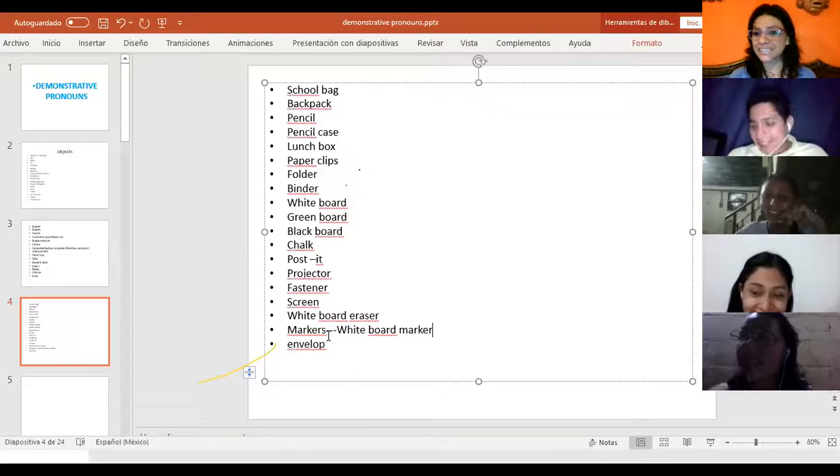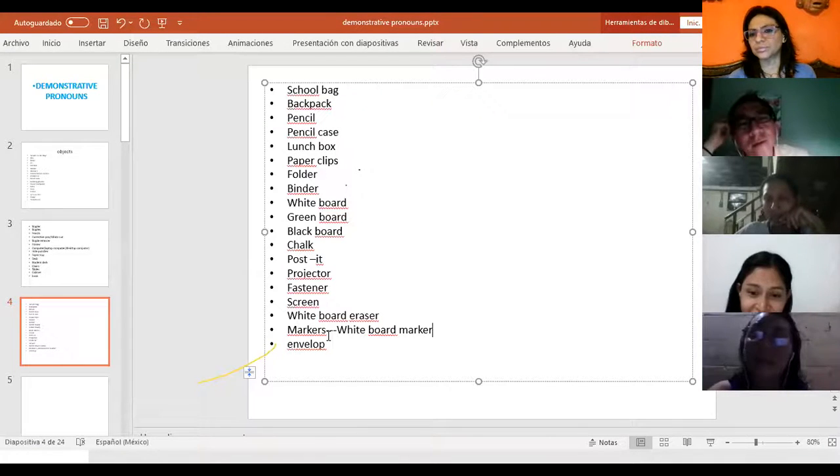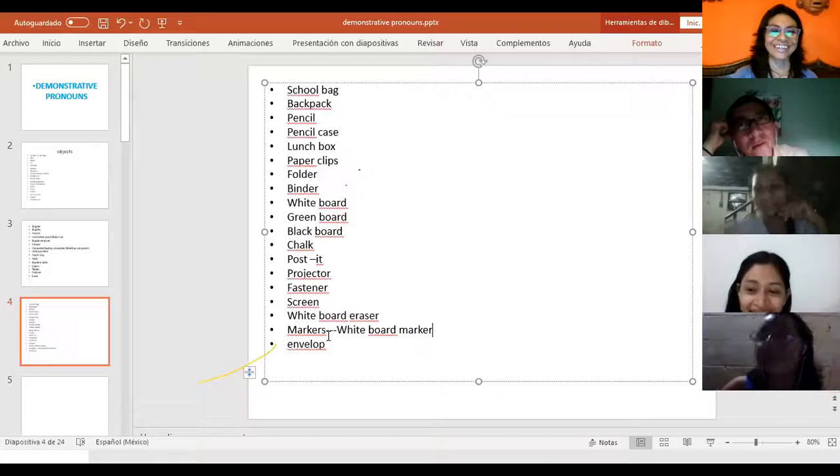Teacher, ¿cartulina? You can say posters. Okay. All right. Quedo pendiente con maqueta y cuál es la otra, resma. Ya la vamos a buscar. Very good. Okay. So, okay.